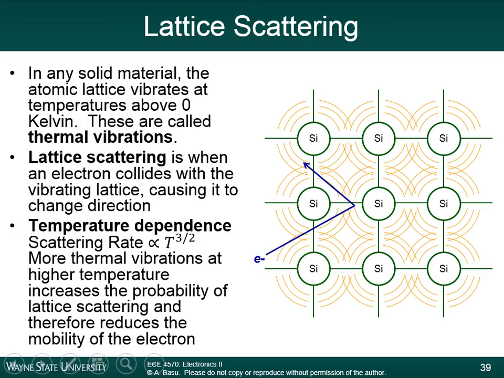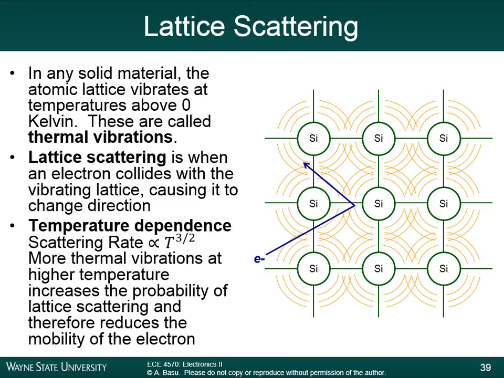Imagine the nucleus and the lattice vibrating. Those vibrations can interact with the electrons. If we think back to the Schrödinger equation, we said that the structure of the lattice determines where the electrons are. It determines the behavior of the electrons. Well, if the structure is moving, if the structure is vibrating, that's going to change what states the electrons can be in.